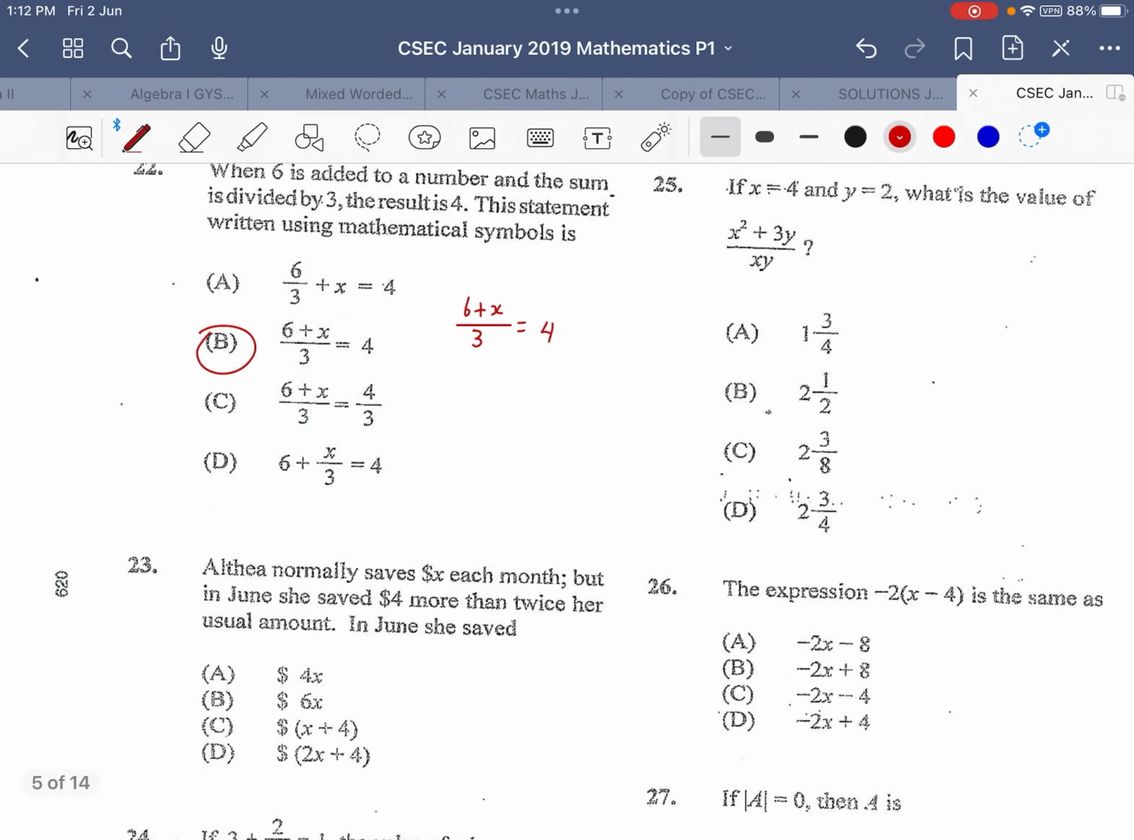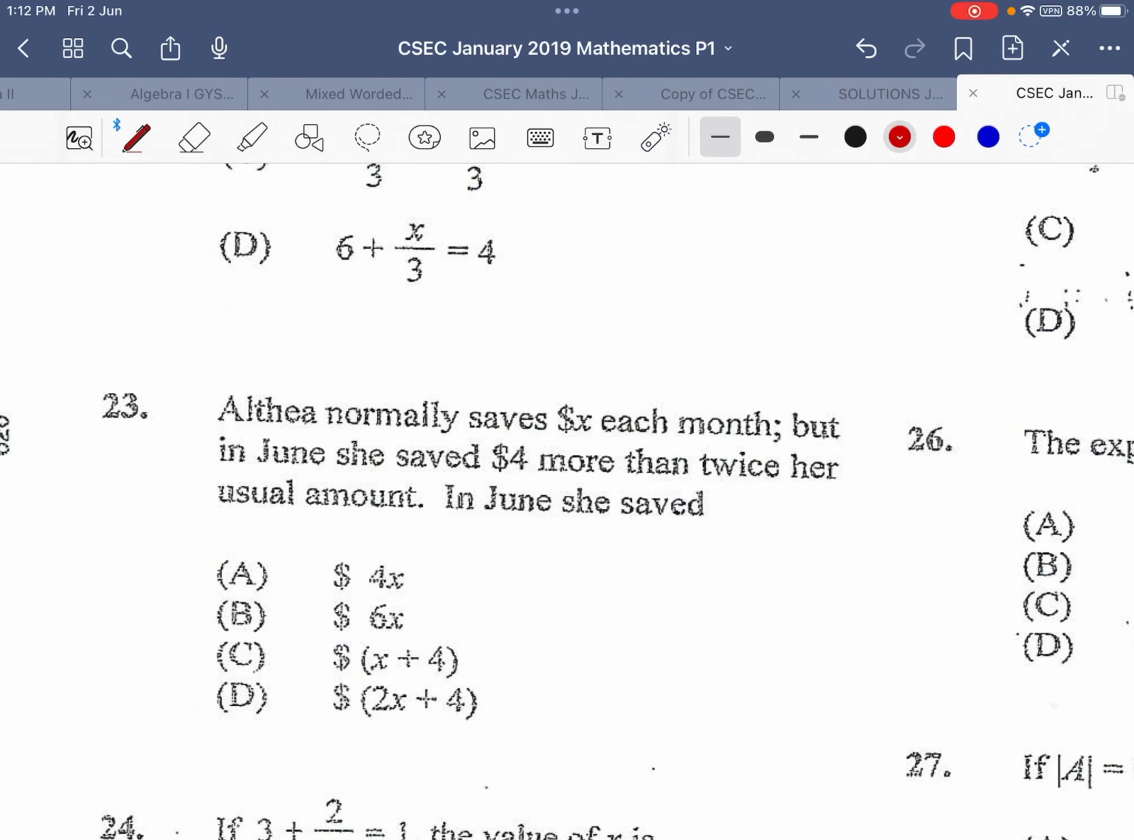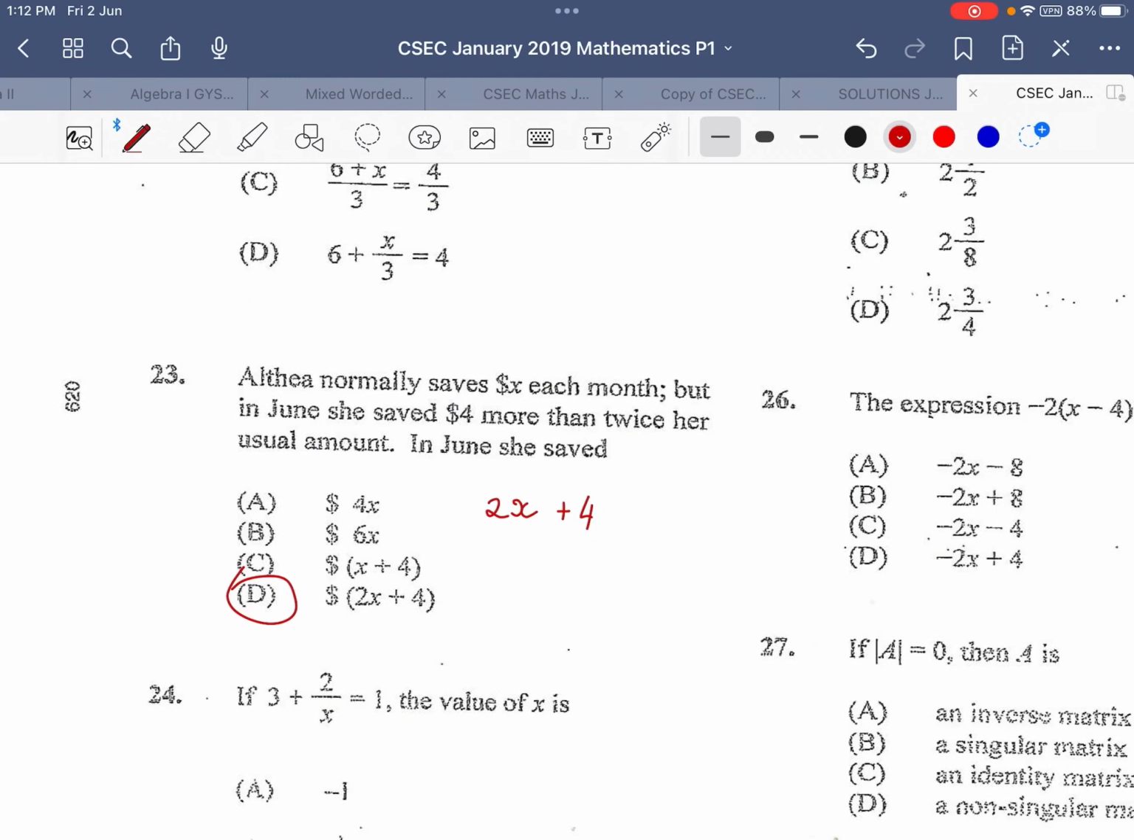Okay, number 23. Althea normally saves X dollars each month, but in June she saved 4 more than twice her usual amount. So in June, she would have saved 4 more than 2 times her usual amount, which is X. So that is 2X plus 4. D.